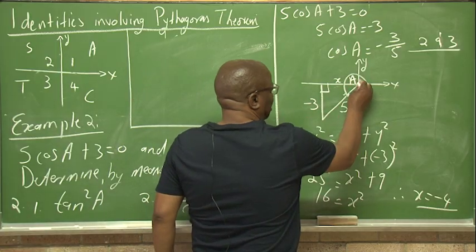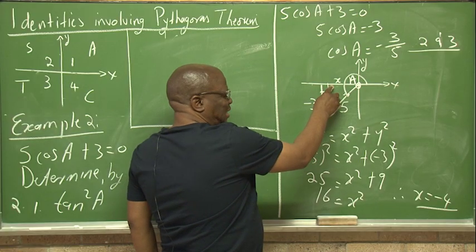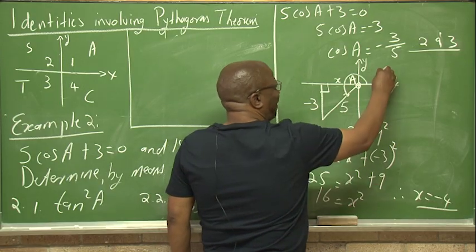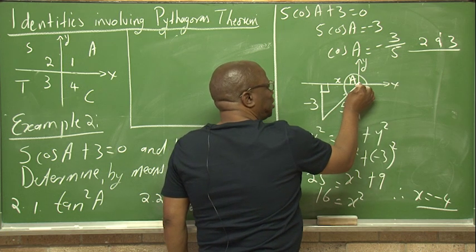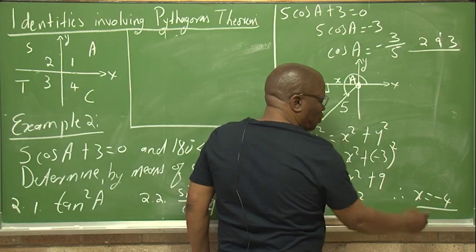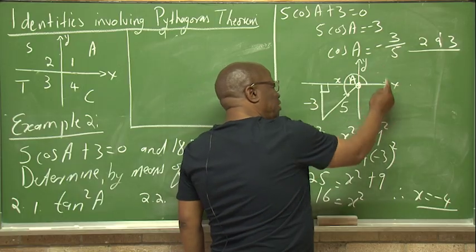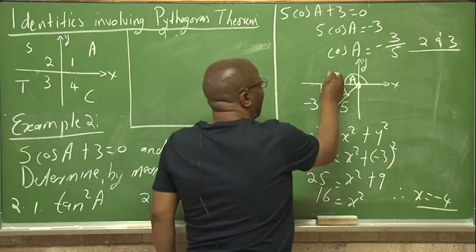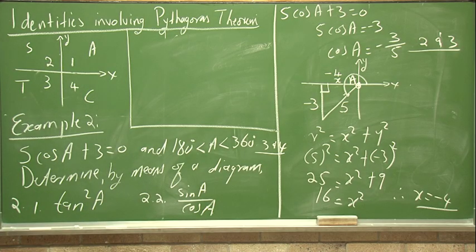Remember, this is the origin. From the origin to the left, x becomes negative. That's why we have -4. But if the diagram was either in the first or fourth quadrant, from the origin to the right, x becomes positive. We would have chosen positive if the triangle was drawn in the first or the fourth. So that's why we say x is -4. Now we can start answering the questions. The first one was tan squared A.